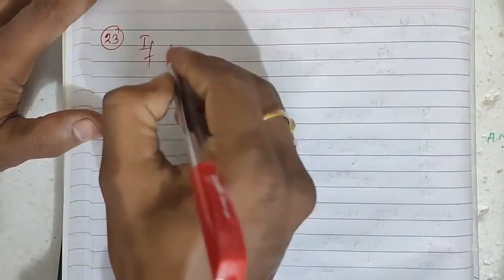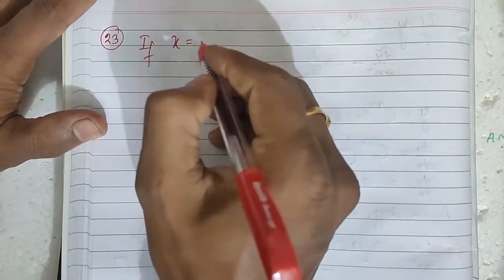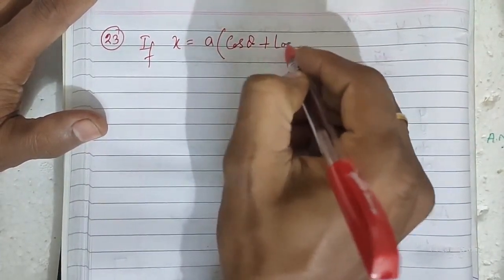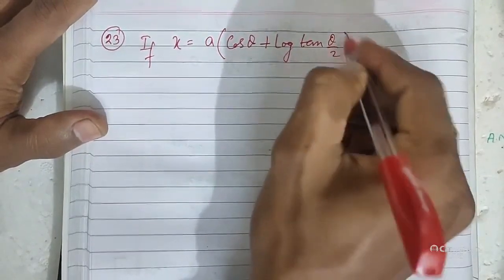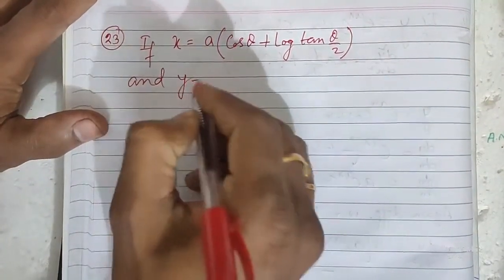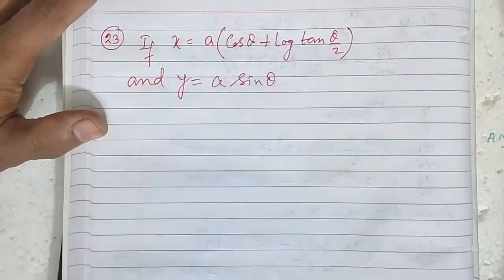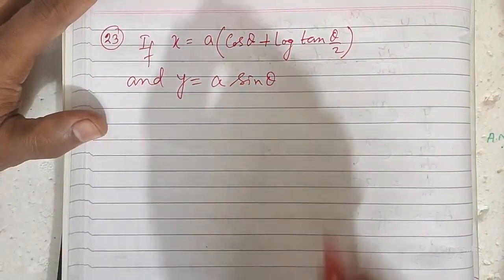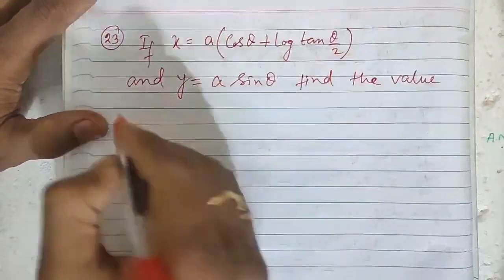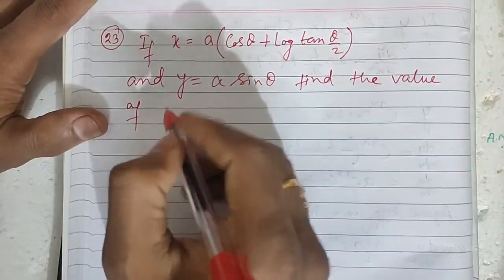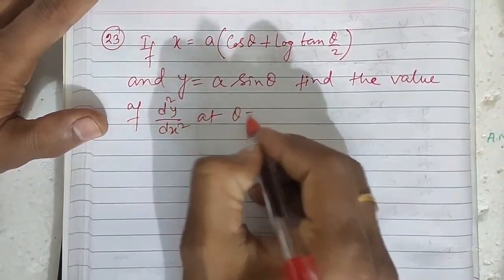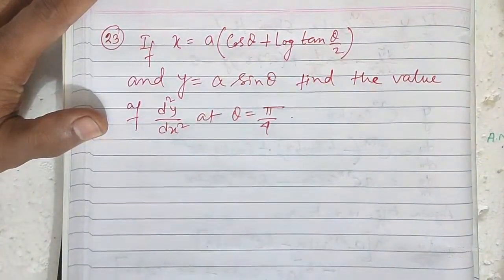It is given that x equals a into cos theta plus log tan theta by 2, and y equals a sin theta. Find the value of d2y by dx2 at theta equals pi by 4.